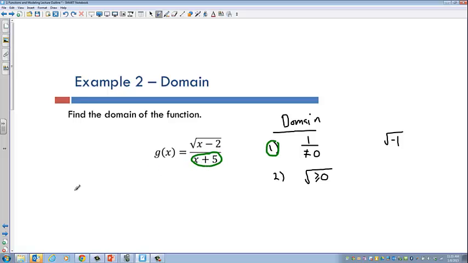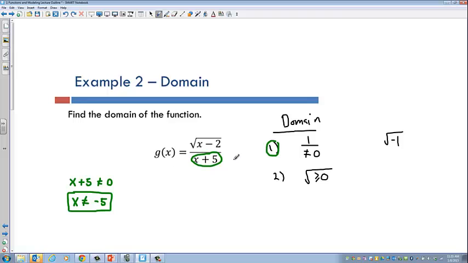So I need to make sure that x plus 5 is not equal to 0, because I can't divide by 0, which means that if I subtract 5 from both sides, x cannot be equal to -5. So that's the first thing I know. I have to make sure x is not equal to -5.